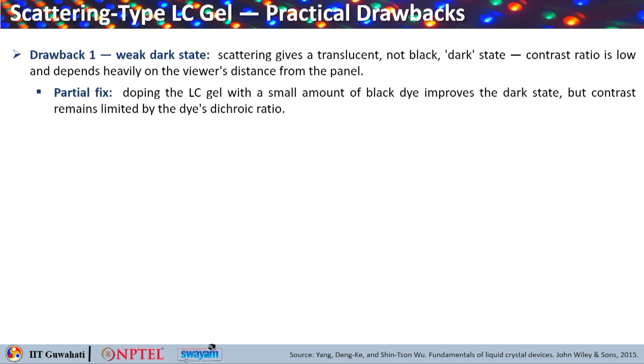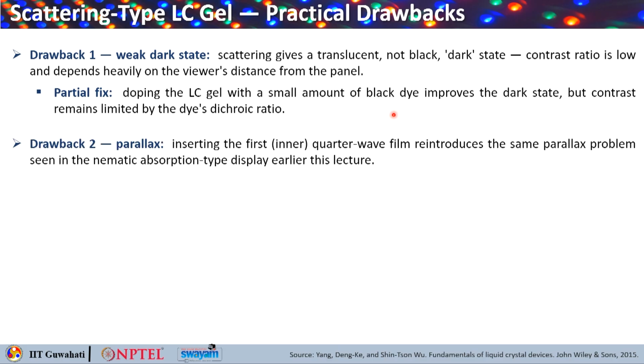So what is the drawback 1? The first drawback is a weak dark state, because the scattering gives you a translucent, not black dark state. That means the contrast ratio is low, and it depends heavily on the viewer's distance from the panel. So what is the partial fix to this problem? You can dope the liquid crystal gel with a small amount of black dye that can improve the dark state, but the contrast remains limited by the dye's dichroic ratio, which we discussed earlier.